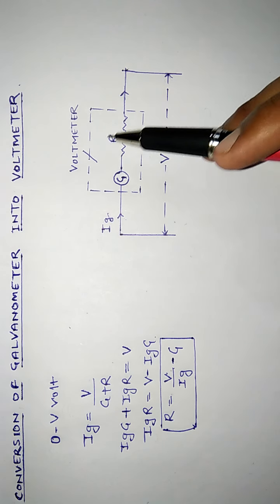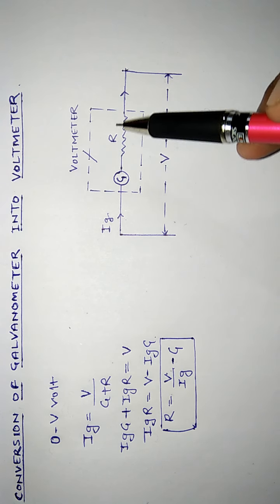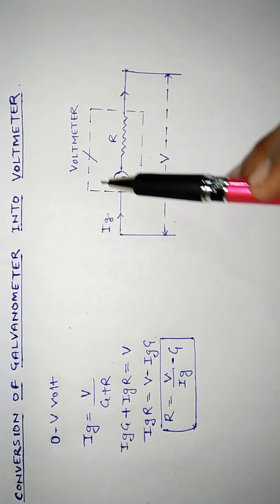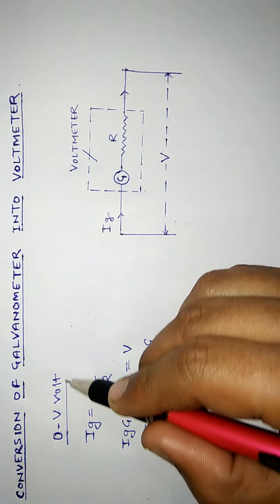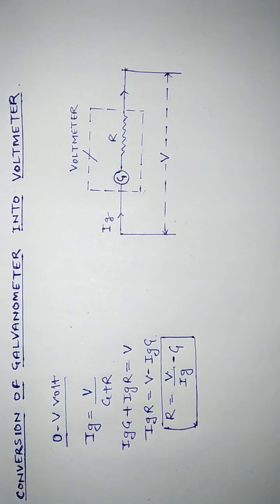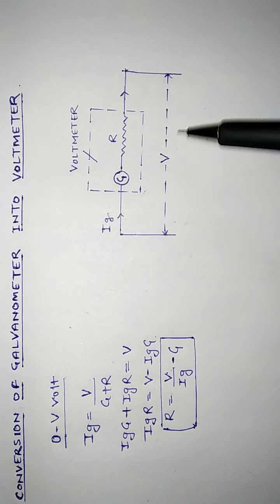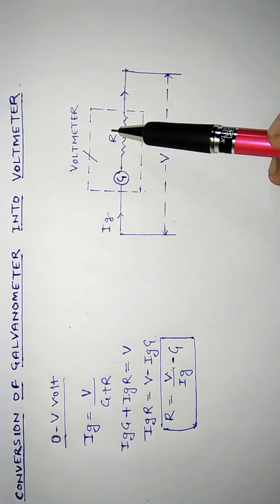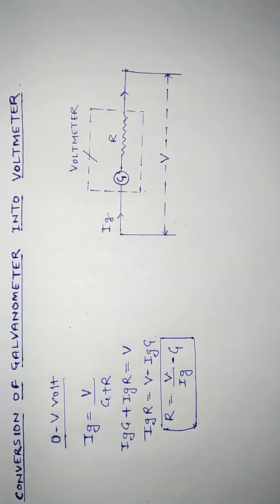When the resistance of this value is connected in series with the coil of galvanometer, then this combination will work as a voltmeter of range 0 to V volt. The series combination of a galvanometer and a resistance constitutes the voltmeter.